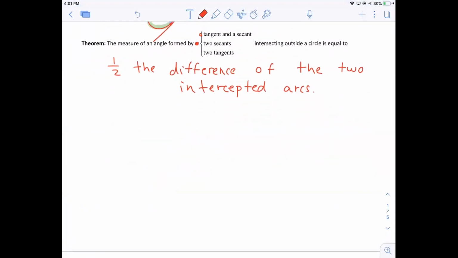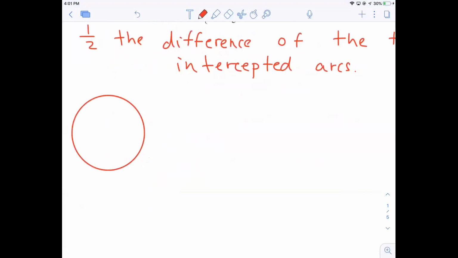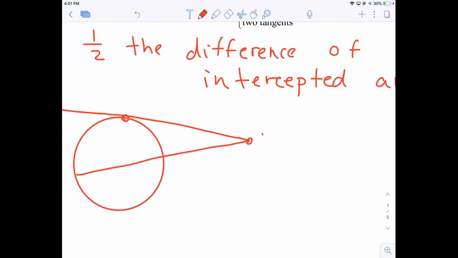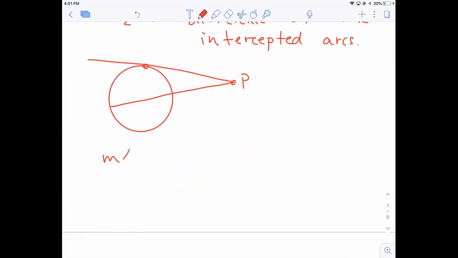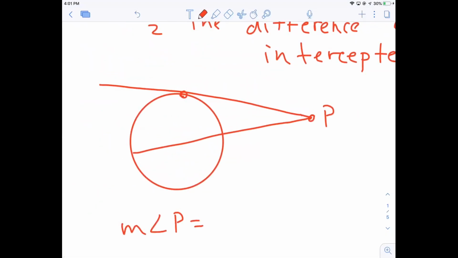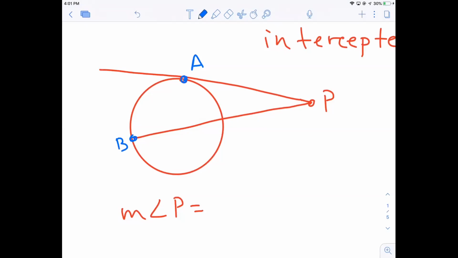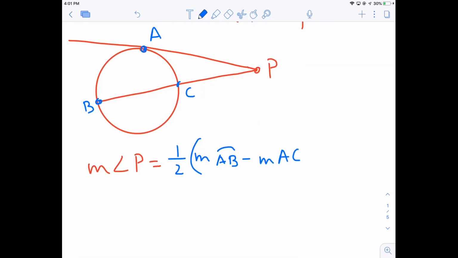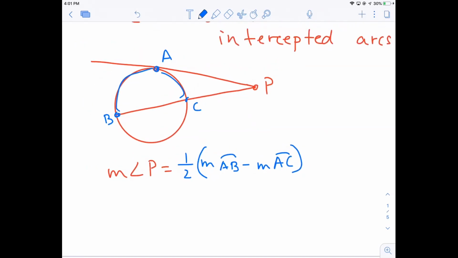So in other words, if you want a diagram for each case, here is the case with a tangent and a secant. If I call this external point, point P, we can say that the measure of angle P is equal to, let me label these points A, B, and C, 1/2 the measure of arc AB minus the measure of arc AC. The difference of the two intercepted arcs.